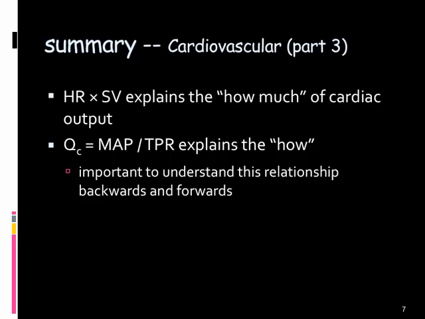So a quick summary. Remember, we have talked about what determines how much blood is being pumped. That's the heart rate times stroke volume. We use the Fick equation to explain how the cardiac output is used to increase the oxygen uptake. And the relationship that we talked about today explains the how, the mechanism. How is it that we increase our cardiac output in exercise? And the answer, of course, is we increase the mean arterial pressure and we reduce the total peripheral resistance. And yes, you must understand this equation backwards and forwards.